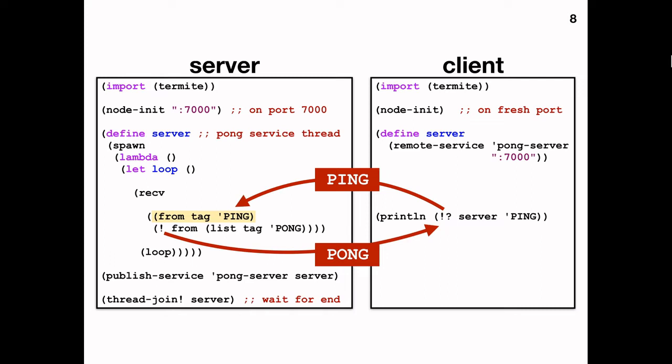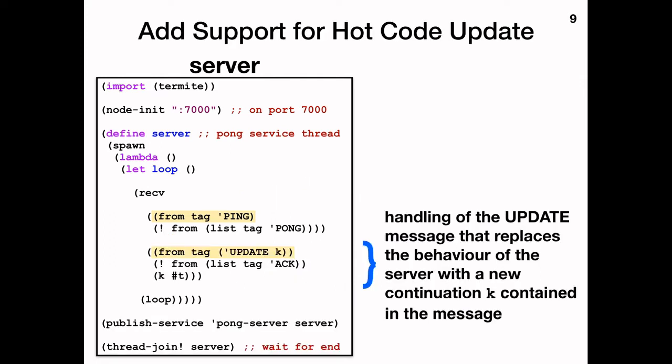If we want to add a code update to this little server, it's simple. You just add a new handler inside the server. This is not yet the code update, but this enables the code update inside our server. This message is simple. It handles an update message which contains k, which is the continuation in the message that can be called, and so this code can jump into the new behavior.